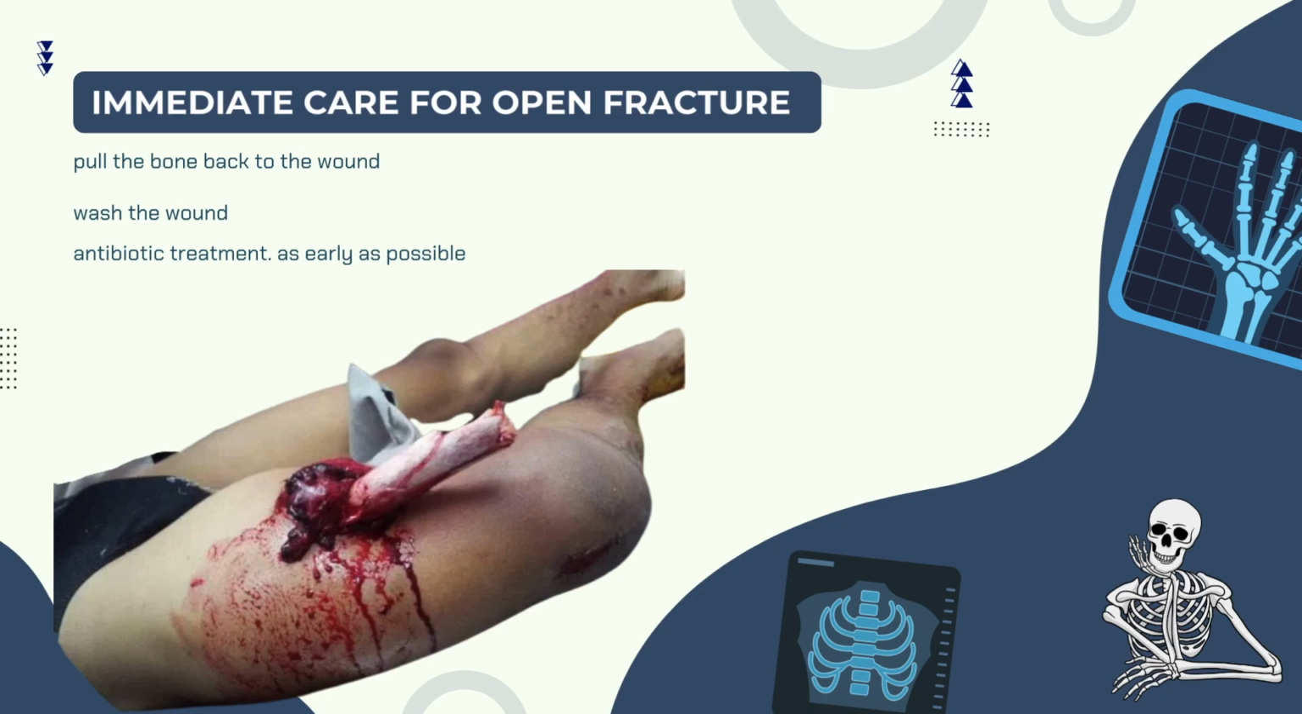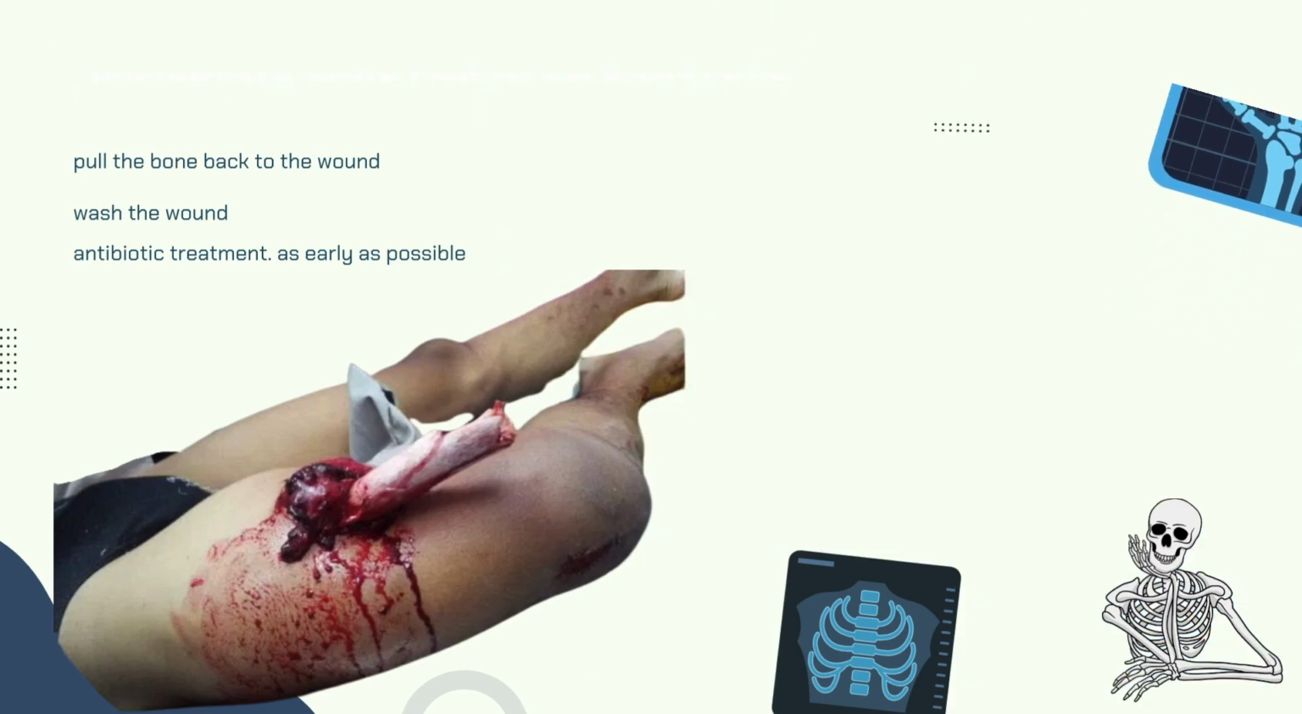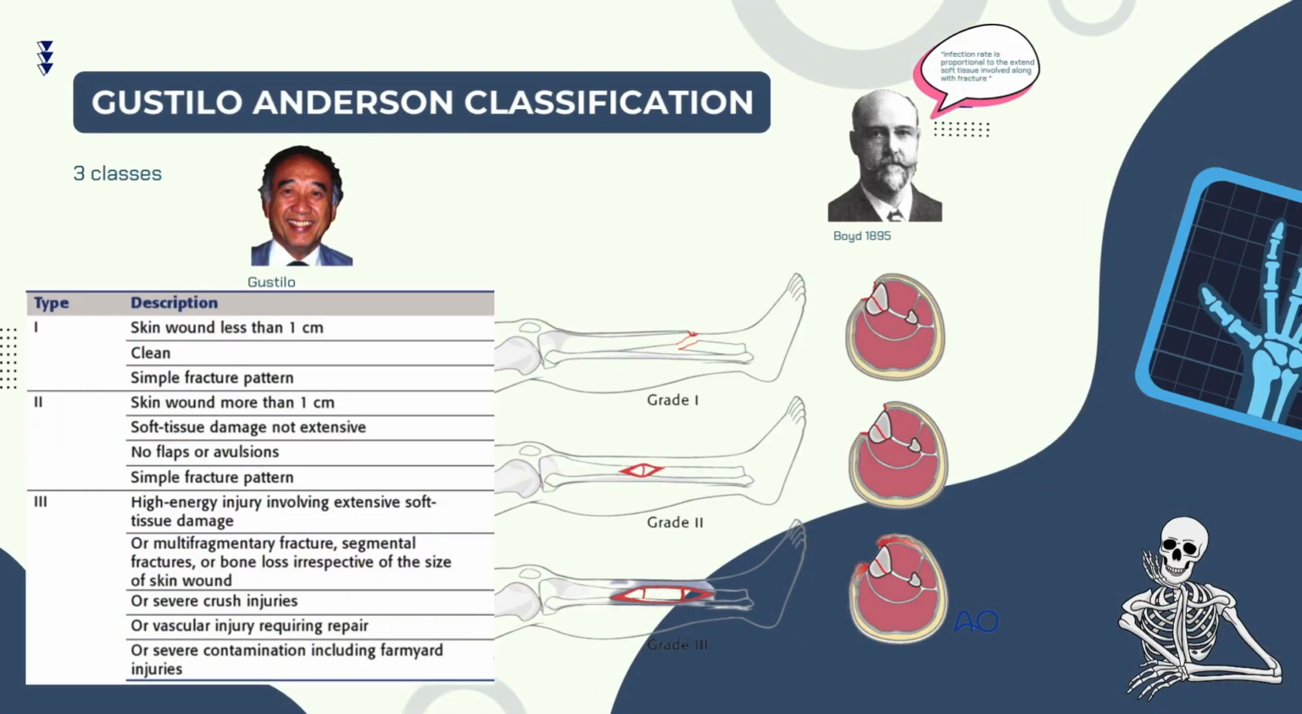We can pull the bone back to the wound and wash the wound, and antibiotic treatment can be started as early as possible. So how to treat an open fracture and what antibiotic has to be given? This question has been puzzling the orthopedicians and surgeons for a long time.